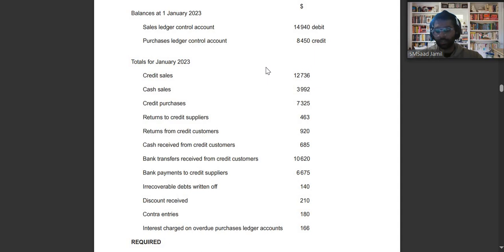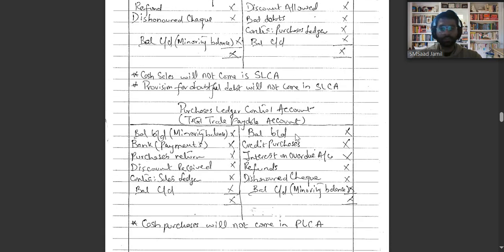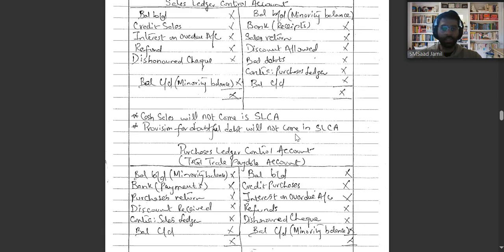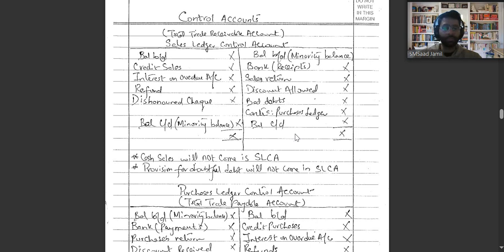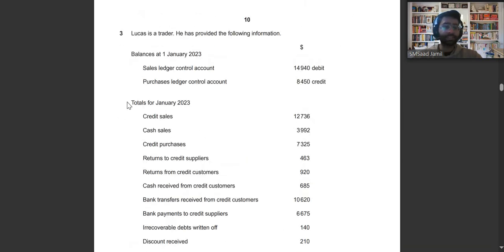All right, because during the exam you guys are so stressed out, you might not be able to connect the dots, you might not be able to apply logic. So the format is right over here. Look, it's the sales ledger control account format. It's a purchases ledger control account format. And if you guys want the format, please mention it in the comments. I will then email it to you. Okay. So now let us start the question.